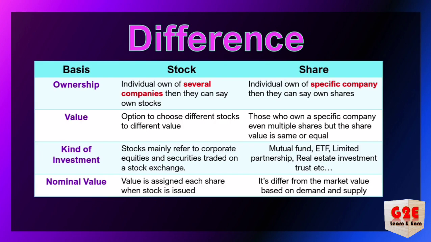First we can look at it from the ownership point of view. If an individual owns several companies, then they can say they own stock. For example, you have 10,000 and you invest in 5 different companies. Then you can say I own 5 stocks. It means you hold stock in 5 different companies. How many units in each company is not required. You hold 5 stocks, meaning you hold shares in 5 companies. That's called stock.